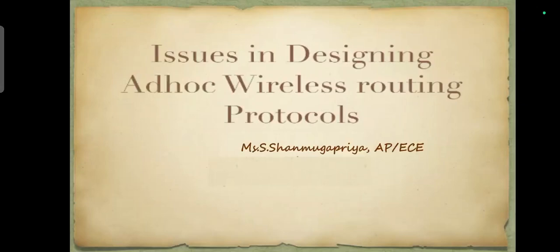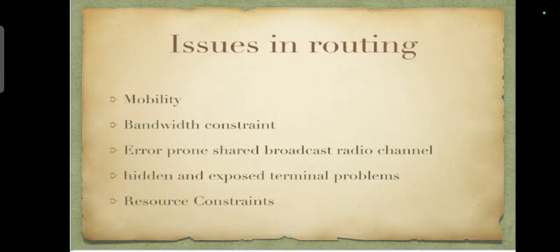Hello everyone. In this video lecture, I'm going to explain the topic of issues in designing ad hoc wireless routing protocols. So, what are all the issues we are facing in routing? These are the five different categories. One is mobility, second is bandwidth constraint, third is error prone shared broadcast radio channel, fourth is hidden and exposed terminal problems, and fifth is resource constraints. We are going to see them one by one.